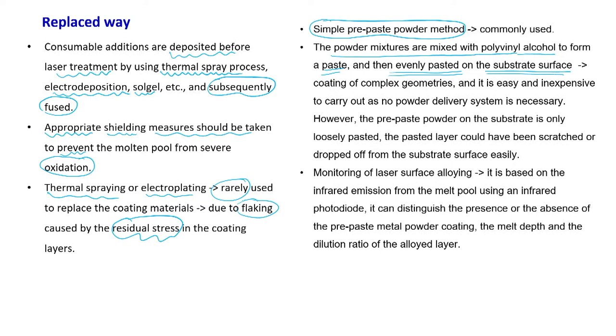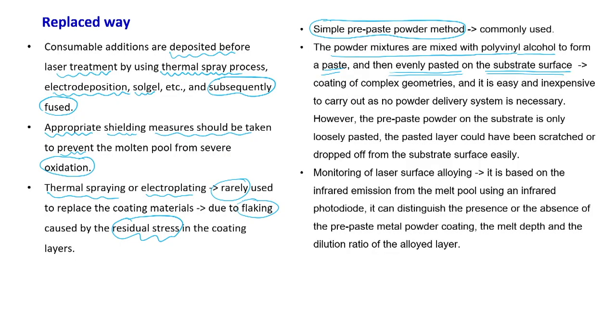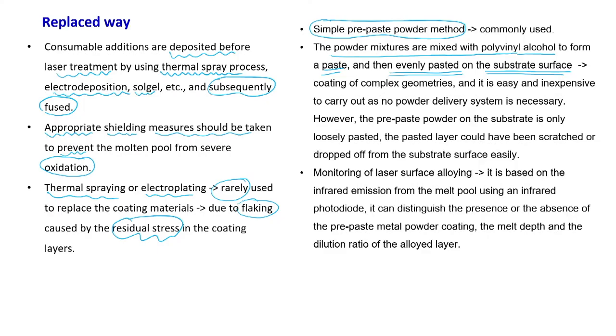Now, another advantage of having this pre-placing of the powder, or pre-pasting of the powder over the substrate material, is that we can process geometrically complex work parts. Consider we are having a turbine blade and we have to carry out some maintenance operation, repair operation by using LSA, that is laser surface alloying. So, here the application of the deposition powder is easy. You just paste it over the surface and then you apply the laser beam energy.